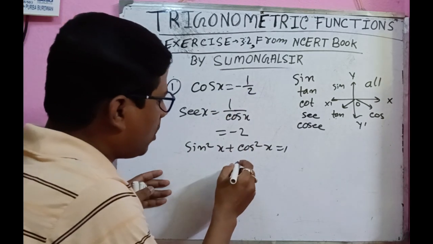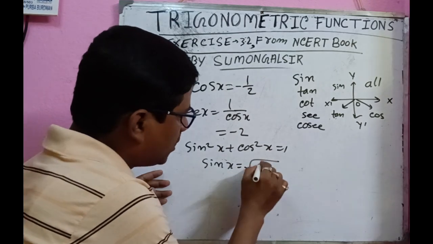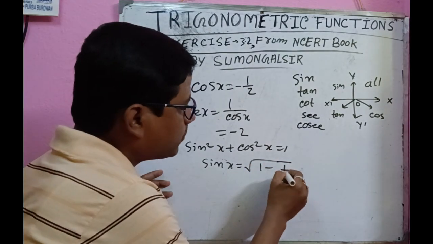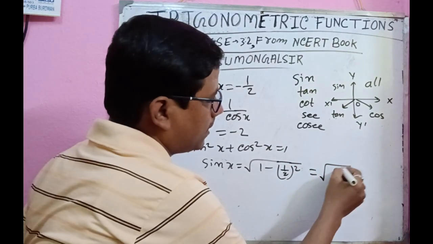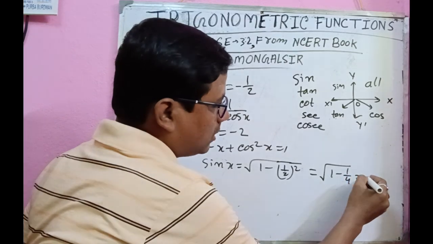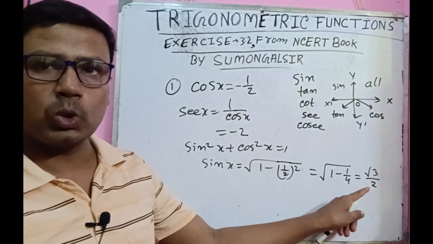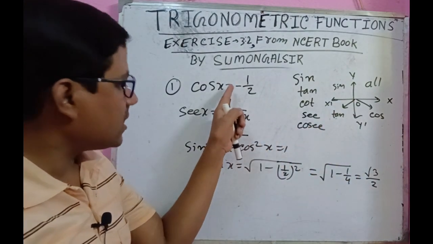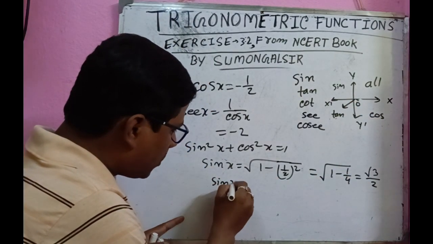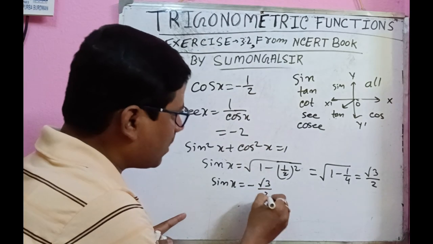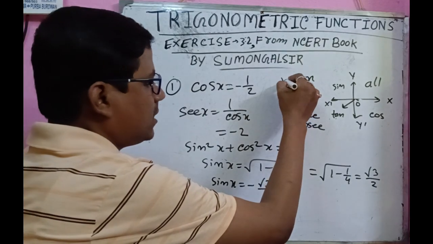If we put the value of cos, then we get sin x is equal to root of 1 minus half square. So this will be 1 minus 1 by 4, that is root 3 by 2. So sin x is root 3 by 2. Since this lies in the third quadrant, sin x will be minus root 3 by 2.